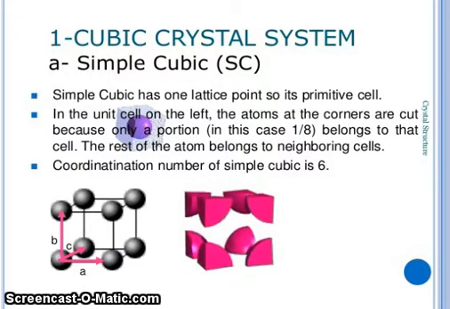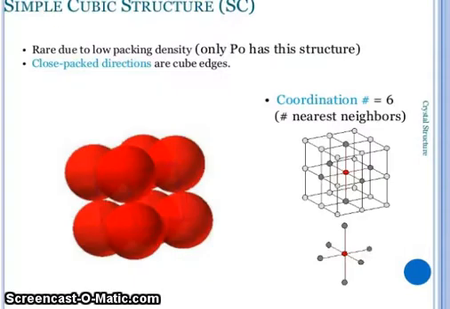So first, cubic crystal system, simple cubic. Simple cubic has one lattice point, so it is a primitive cell. In the unit cell on the left, the atoms at the corners are cut because only a portion, in this case 1/8, belongs to that cell. The rest of the atom belongs to the neighbor cells. Coordination number of simple cubic is 6.